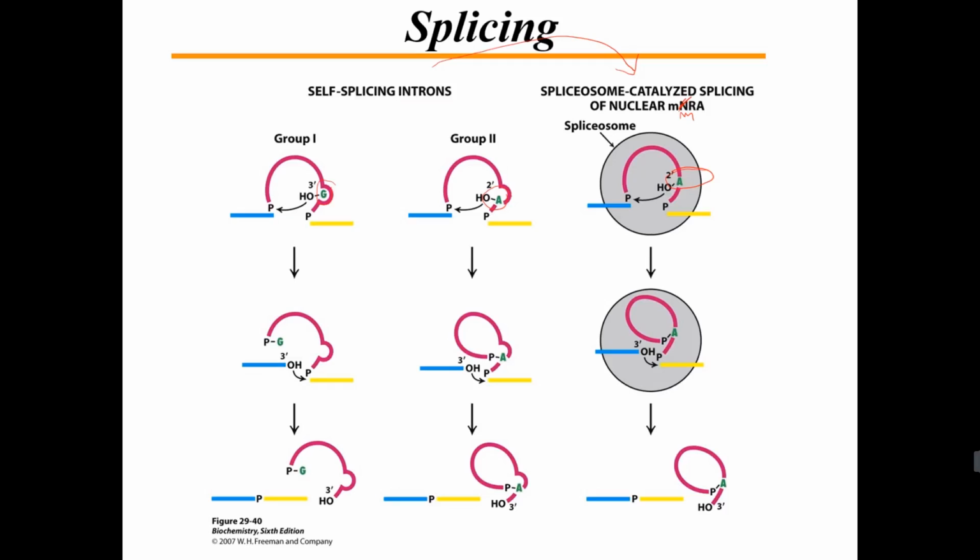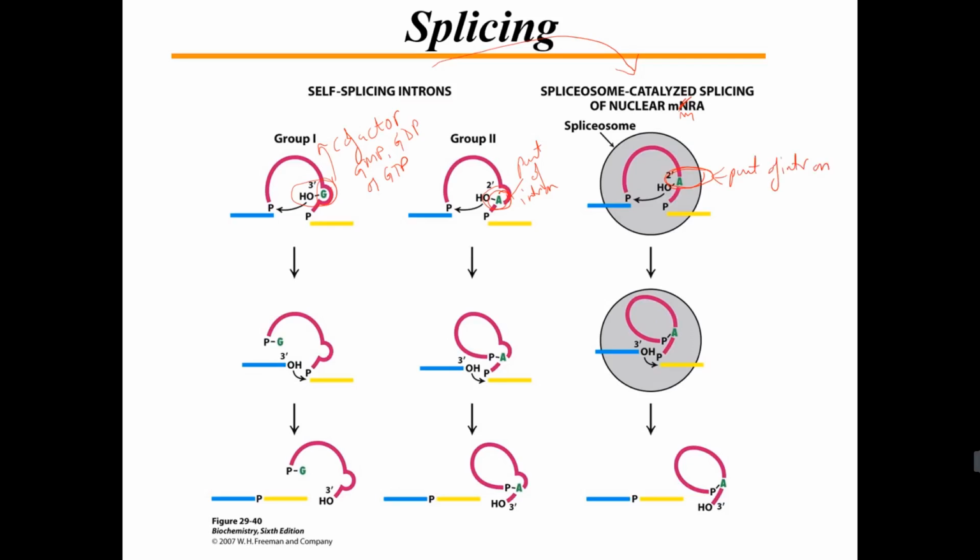We can see that for these group 1 and group 2 self-splicing introns, there is a cofactor for group 1. So this is a cofactor that comes in, a G, and this G can be GMP, GDP, or GTP. Whereas for group 2, the catalytic site is actually part of the intron. And then also in the spliceosome, the key A is also part of the intron.